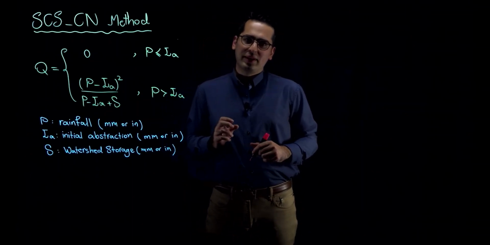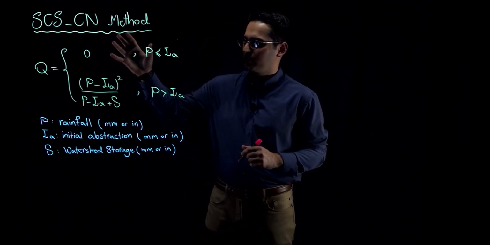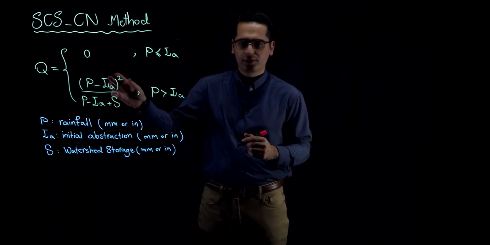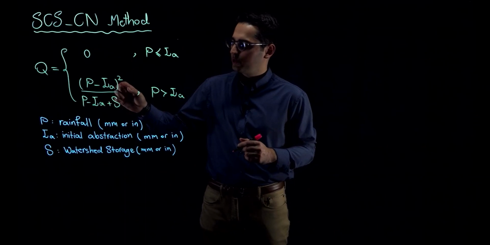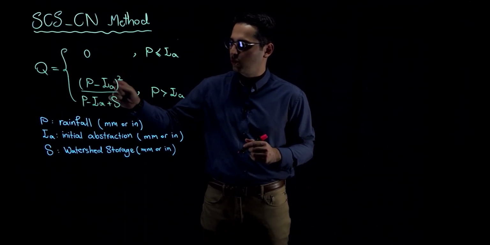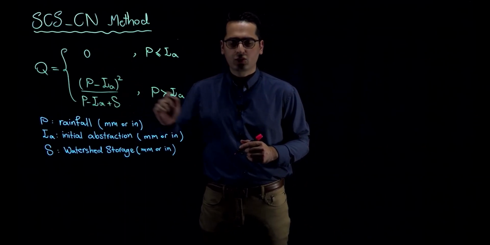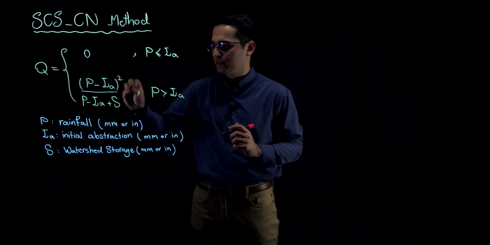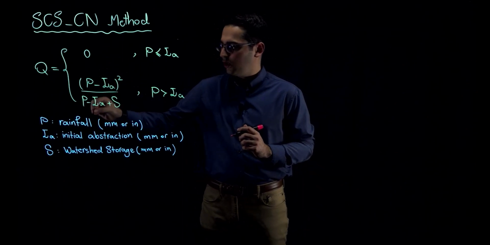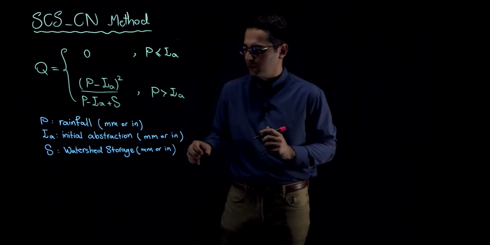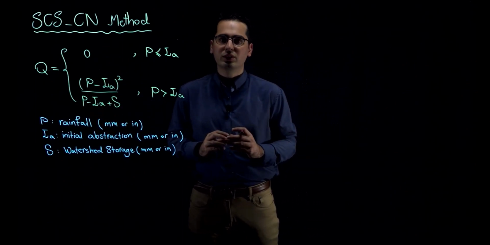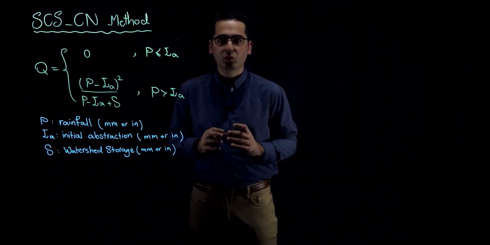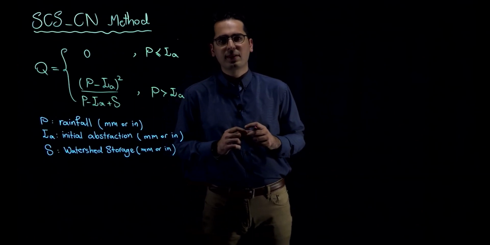Now that you know the fundamentals of SCS curve number equation and methodology, we are ready to talk about components of this equation. Specifically, we're going to talk about initial abstraction, or I sub A, and capital S, or watershed storage. Before that, let me tell you that different components of this equation, rainfall, initial abstraction, and watershed storage, are expressed in units of length, could be millimeters or inches, depending on which unit system you are using.